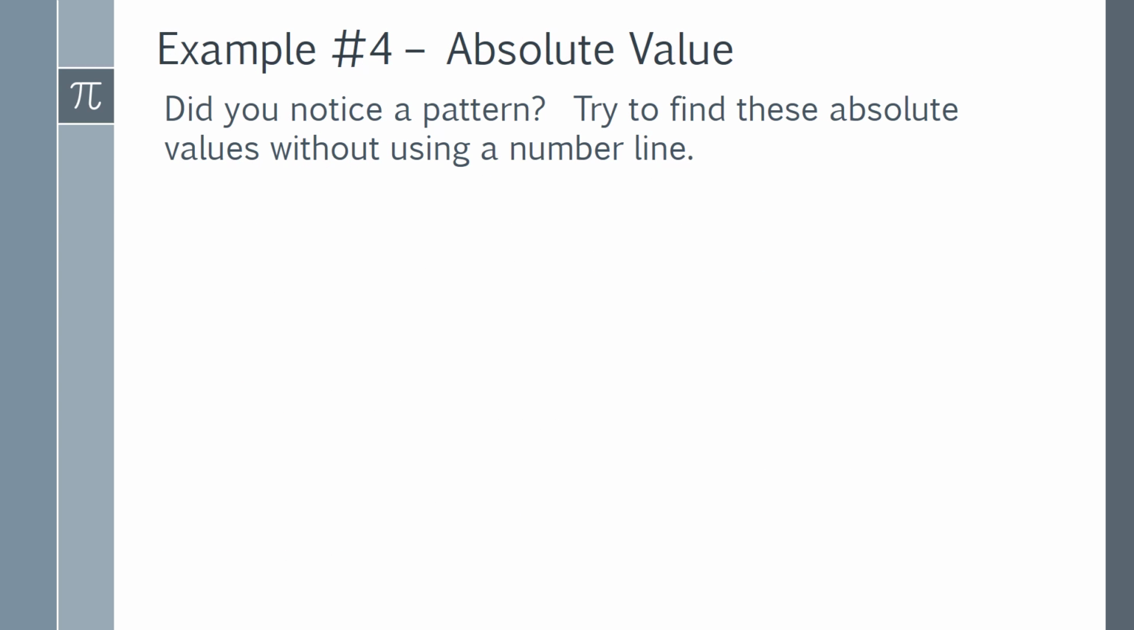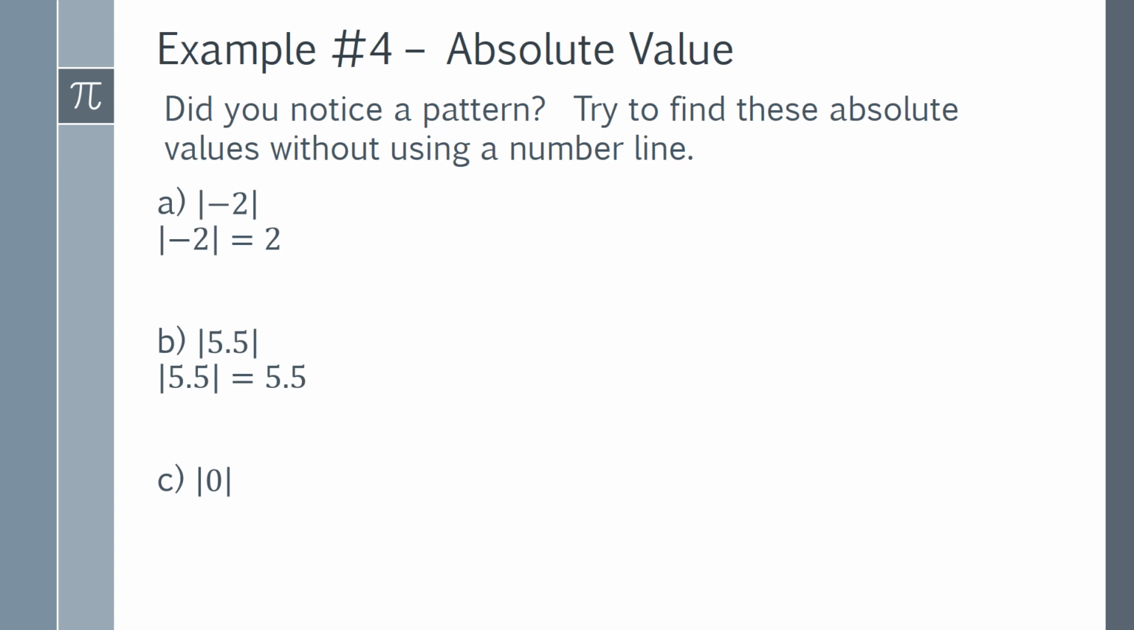Have you noticed a pattern so far? We'll try to find the absolute values in example number 4 without using a number line. Let's start with part A, the absolute value of negative 2. The absolute value of negative 2 is 2 because it is 2 units away from 0 on a number line. Part B, the absolute value of 5.5. The absolute value of 5.5 is 5.5 because it is 5.5 units away from 0 on a number line.